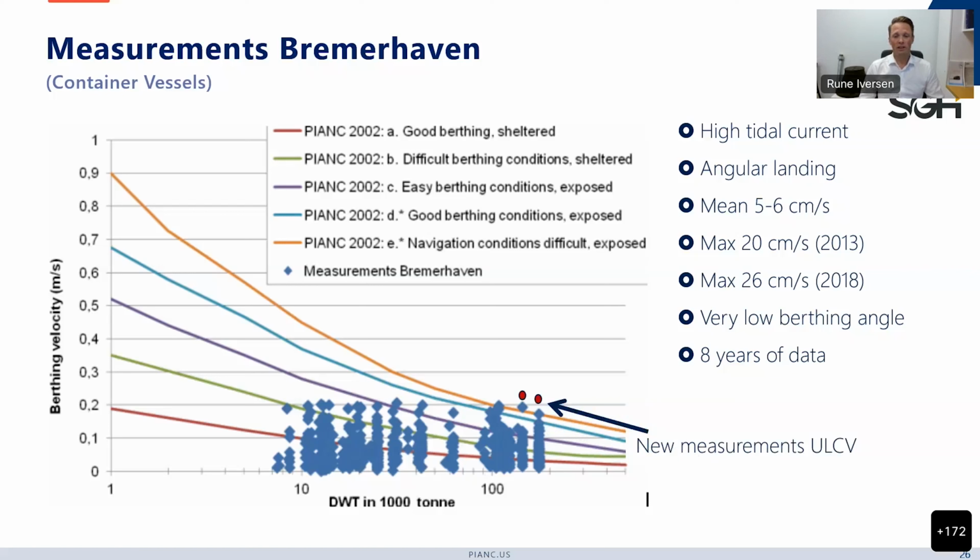Those were combined with very low berthing angles. And here you're actually looking at about 8 years of data from this terminal. So these records from these almost largest container vessels in the world coming in really spurred some more research into how we can account for multiple fender contact when designing a fender system. And we're going to touch upon that later here.